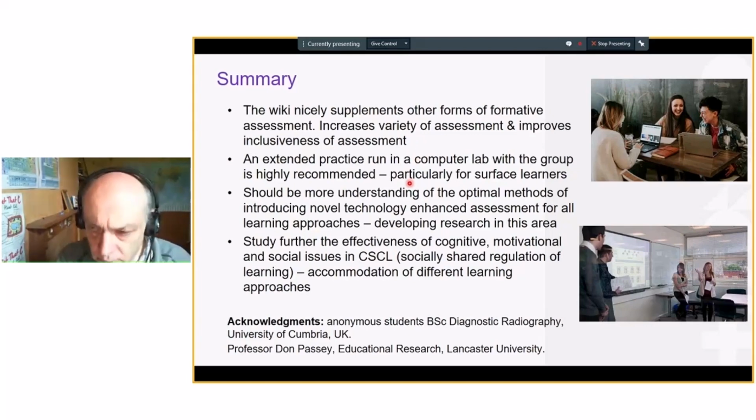Definitely do some sort of trial run in a computer lab, particularly recommended for those with surface learning tendencies who found the software quite difficult to get to grips with. And think about accommodating different learning approaches when designing and implementing online learning activities, collaborative online learning activities.